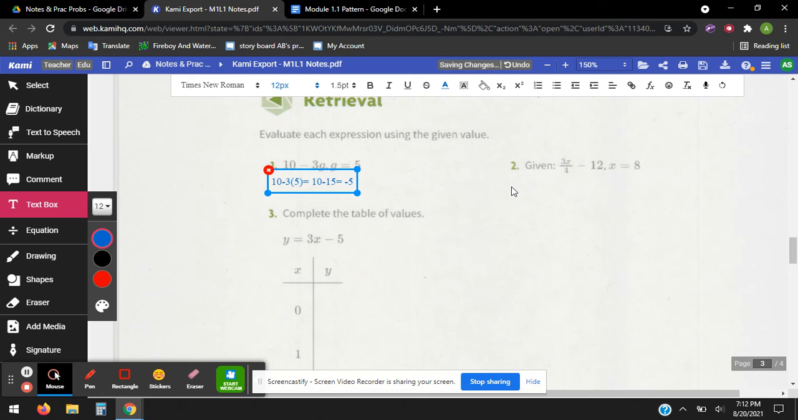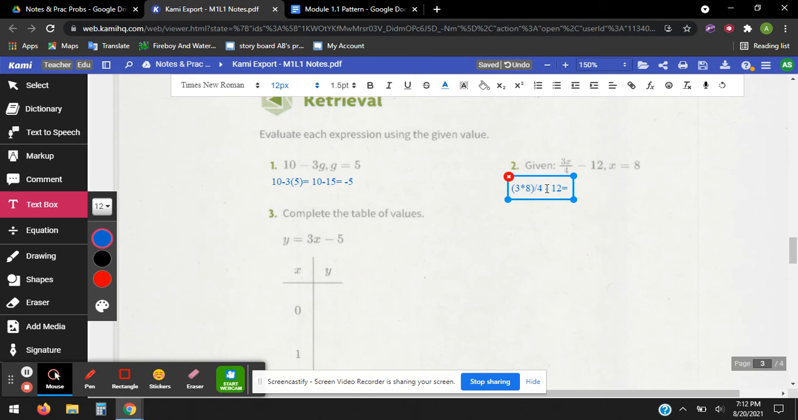Here, 3x over 4 minus 12, x equals 8. So I'm going to put this in parentheses because I'm not going to write it as the fraction on here. So I'm going to have 3, they're next to each other, so that's a times. 3 times my variable, 8. And that's divided by 4. And then I'm going to subtract 12. I don't actually need my extra parentheses here because division happens before subtraction. So I know that'll be taken care of.